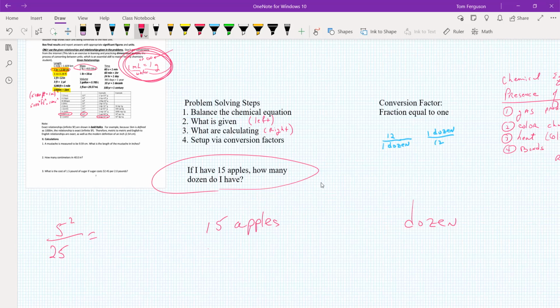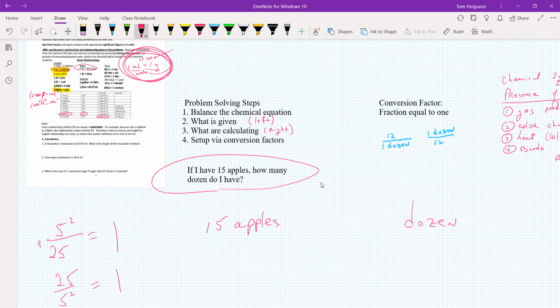Okay, so for this to equal one, these two have to be equal. They're not equal, so this doesn't work. What is 25 over 5 squared equal to? One. Notice that it doesn't matter if our fraction is flipped or not, as long as the top and bottom are equal. That's called the inversion.